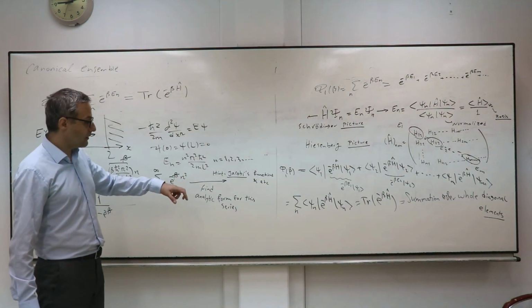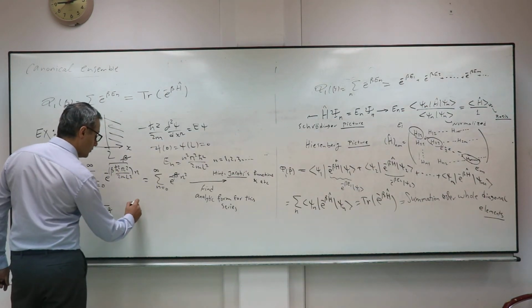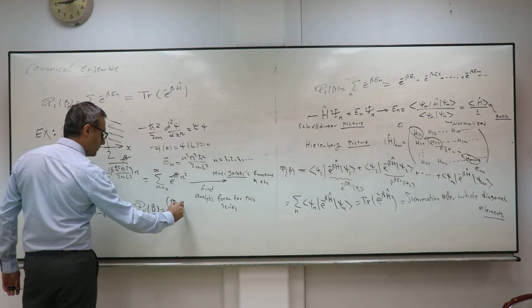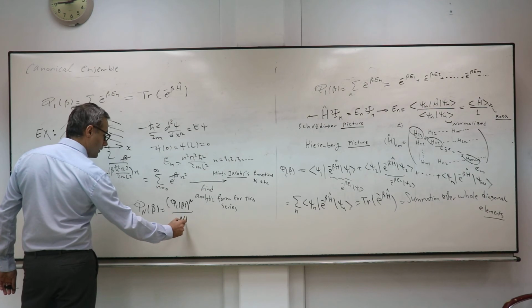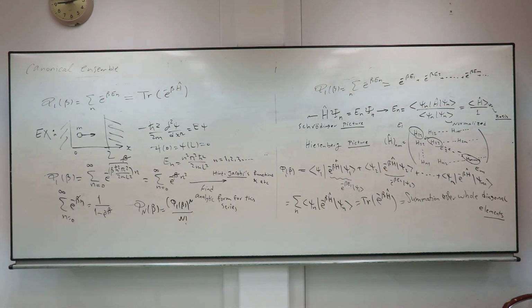I want the exact partition function of the system. If you find Q1 for me, you will have Qn equal to Q1 of beta to the power n, over n factorial, and after that you can find entropy and everything. So that will be a quantum particle at finite temperature in the box.